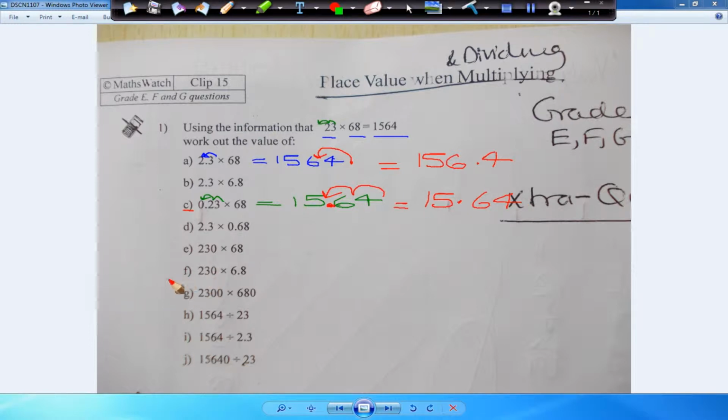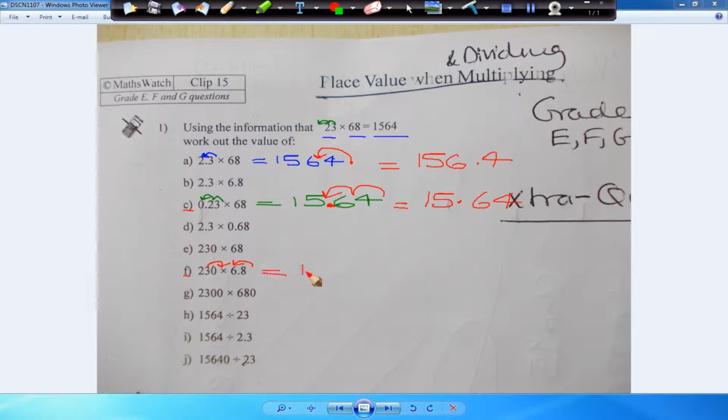Right. Let's have a look at the next question. Okay, this is a good question now. Look at F. Question F. We have 230 times by 6.8. Now, the original 23 has become 230. What did they do to this one? They made it 10 times bigger. The 68 has become 6.8, so they made that part of the question 10 times smaller.